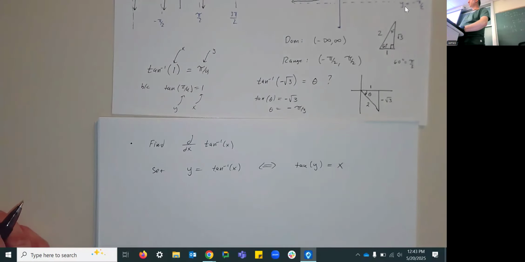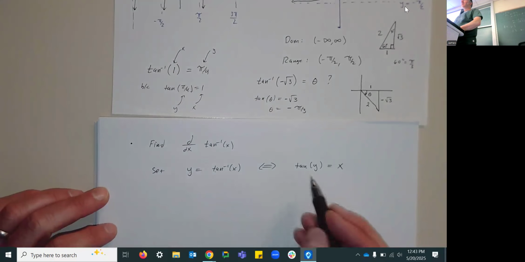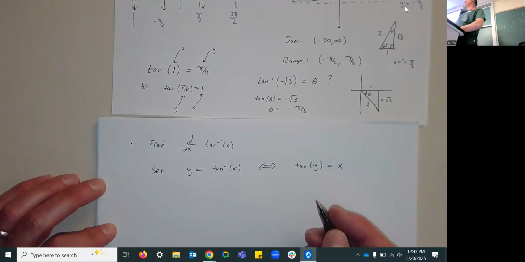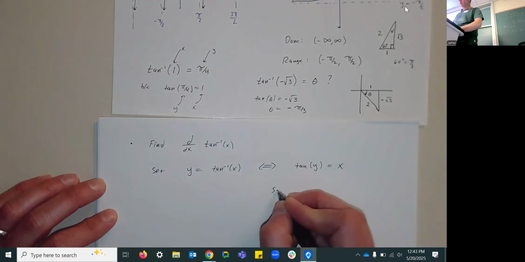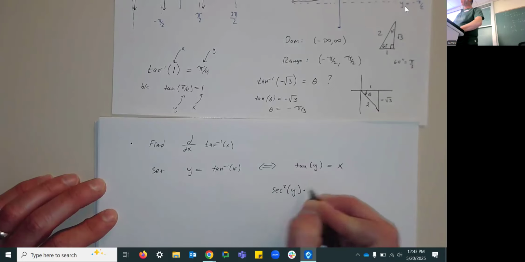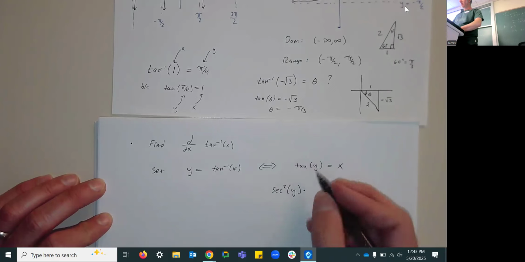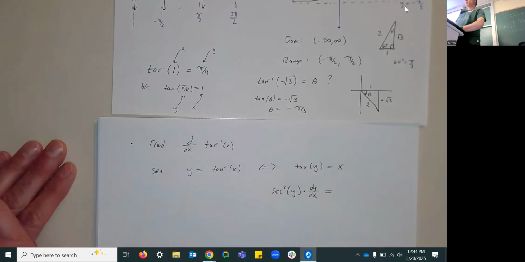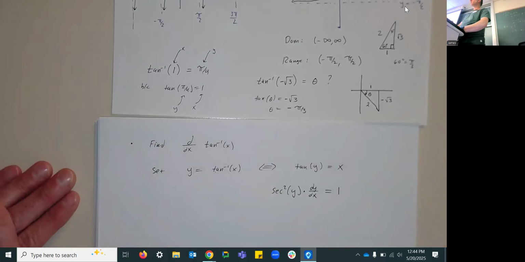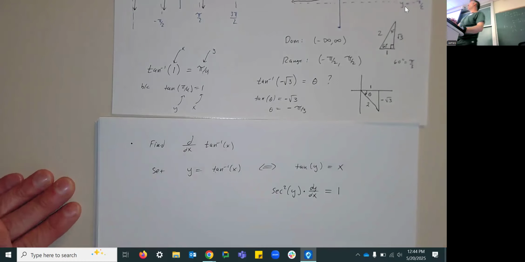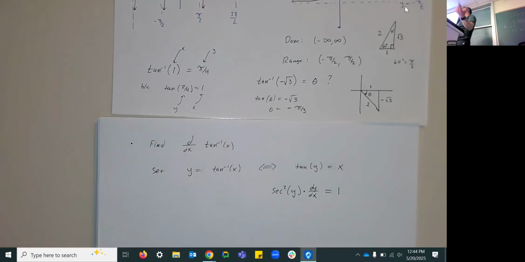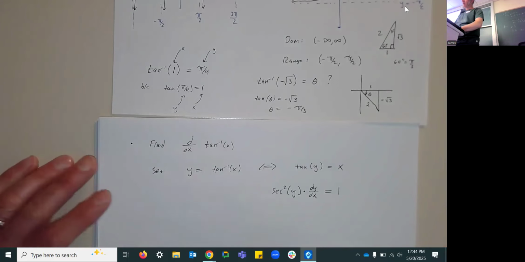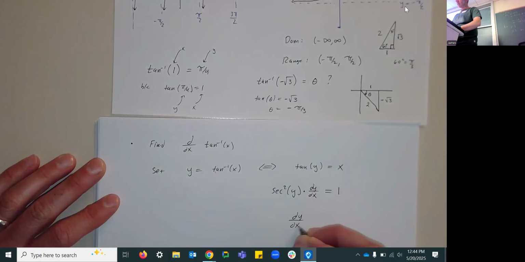And now we're going to take the derivative of both sides of this equation. The derivative of tangent of something is secant squared of that something. But then, because of the chain rule, we have to multiply by the derivative of the inside thing, which is dy dx. On the other side, the derivative of x is 1. And then, just like every other time we've used implicit differentiation, we're going to solve for dy dx. So we're going to get dy dx equal to 1 over secant squared of y.